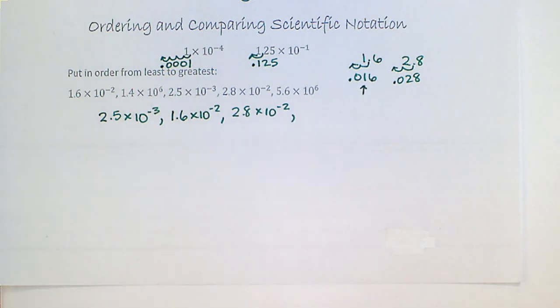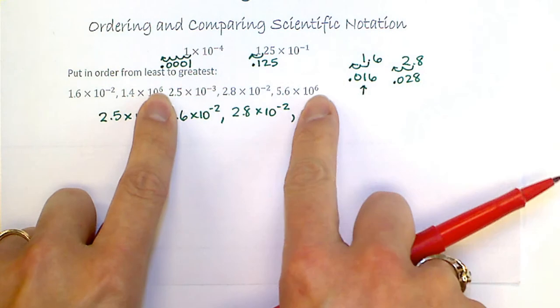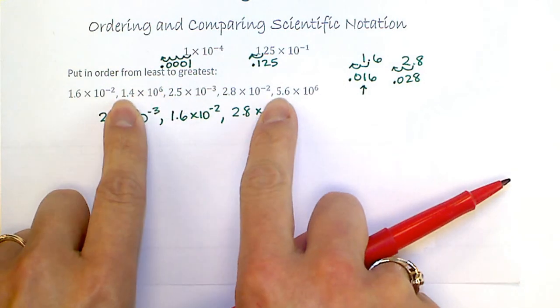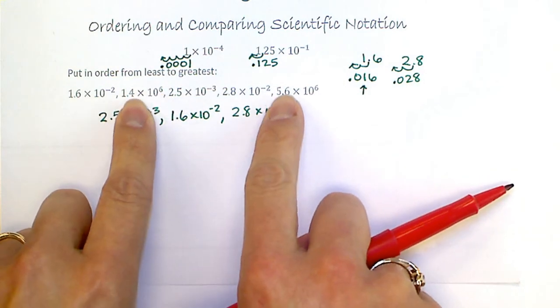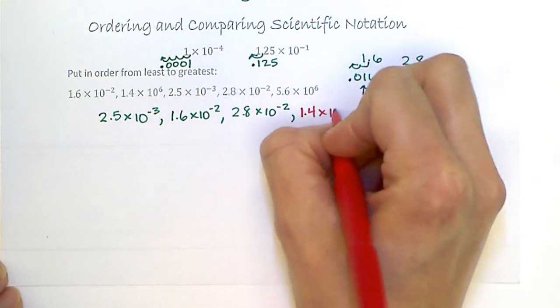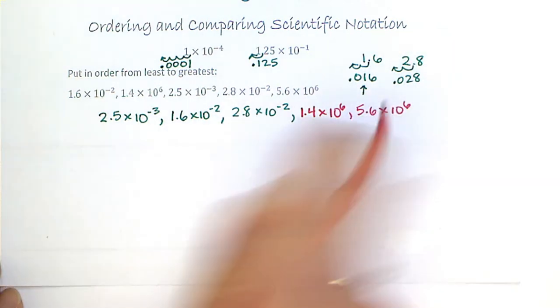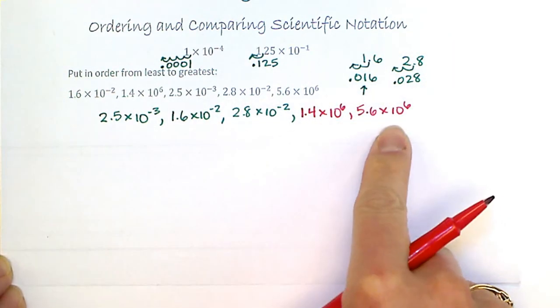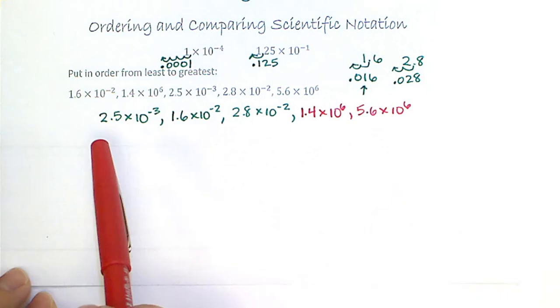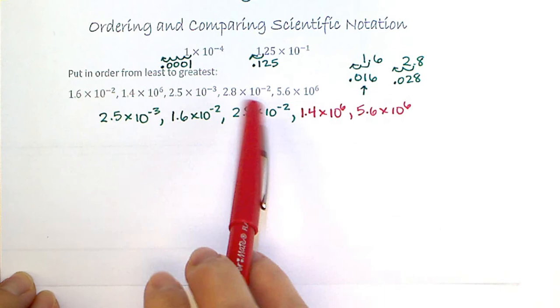and now we're ready to look at our positive 6 exponent. So these both have the same exponent. I think 1.4 is smaller than 5.6. So then I'll put my 1.4 and my 5.6. So again, we're just ordering the numbers from least to greatest. Now let's double check to make sure we have them all. 1, 2, 3, 4, 5. 1, 2, 3, 4, 5. And we do.